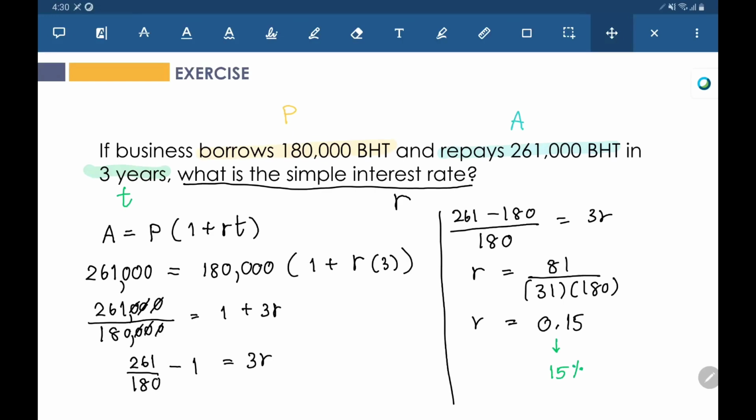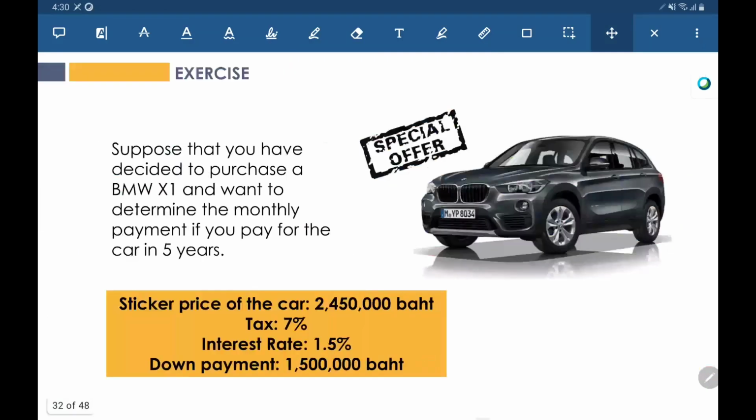Okay, let's try another exercise. Suppose you have decided to purchase a car and want to determine the monthly payment if you pay for the car in installments. The price of the car is shown in the yellow box, around 2.45 million baht, and the tax is 7%. The interest rate is 1.5%, and you want to pay a down payment of 1.5 million baht. So, what is the amount of money that you have to pay monthly in 5 years?